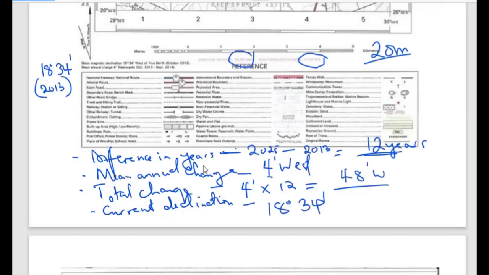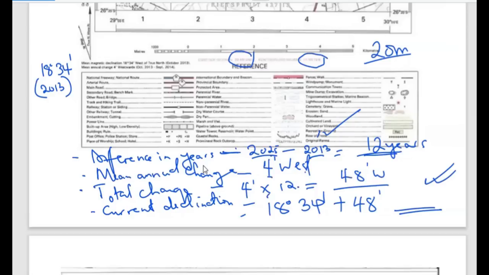Then over the 12 years from 2013, it has further increased going to the west by 48 minutes. Then you add this. That is how you get your declination. So you must be mindful of the steps that you must follow to find the difference in years by subtracting the year on the map from the current year. Then you also determine your mean annual change as portrayed on the map.